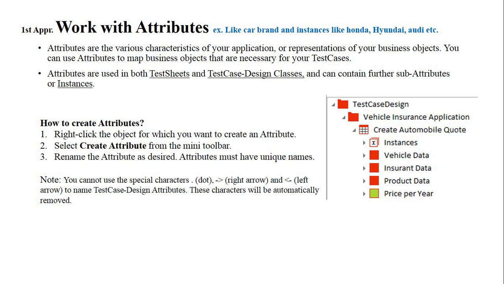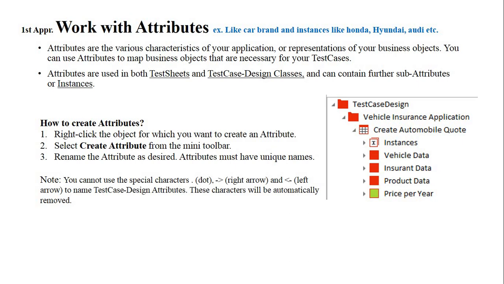You can create the attribute directly under the test sheet or the classes, and you can also create sub attributes directly under the attributes or instances. These classes and instances we'll see in the next lecture. If I give you some more practical examples of an attribute, if you have an understanding of Java, there we have a class and objects, right? There are multiple objects you can have for one class. So an attribute is like a class, and your objects are like instances in Tosca.